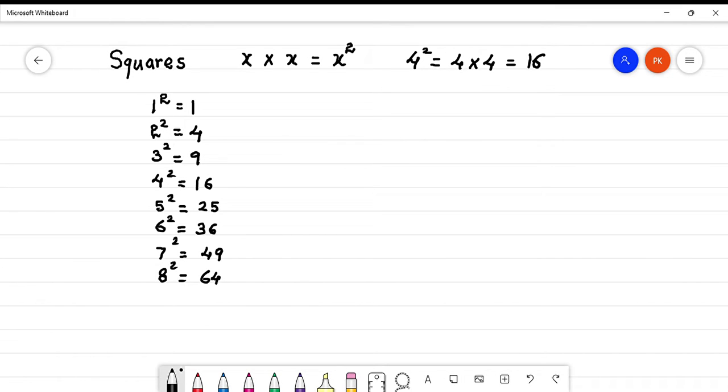9 square, tell me what will be 9 square? Yes, 9 nines are 81. And finally 10 square, 10 tens are 100. So just keep these squares in mind. That will help you out for the further calculations.